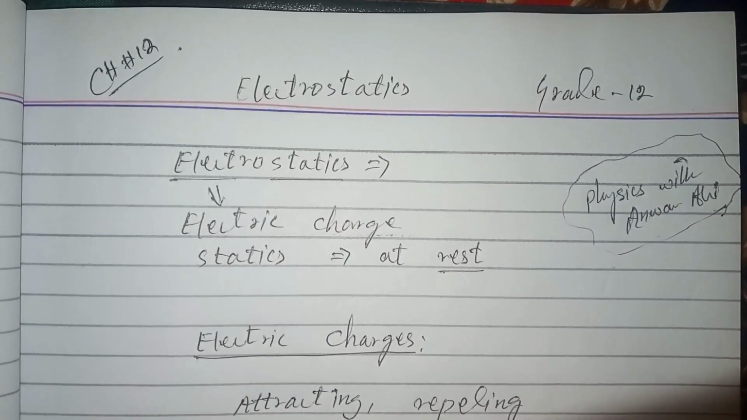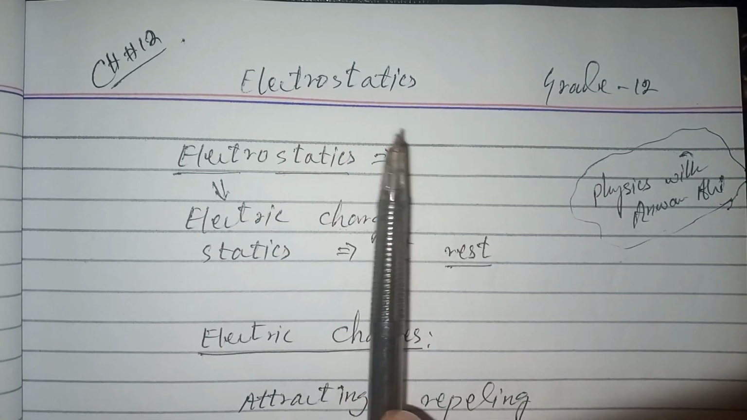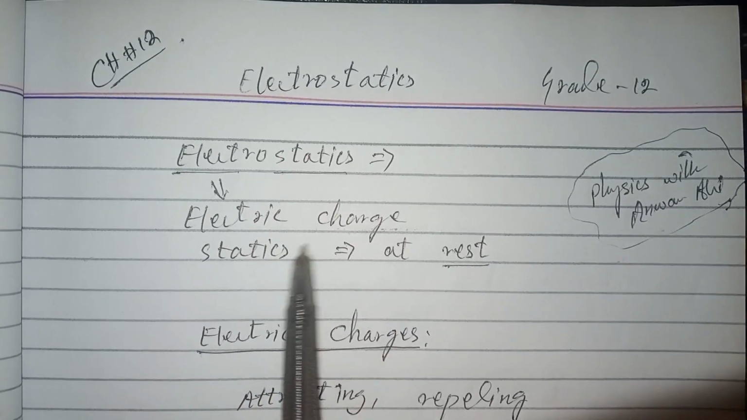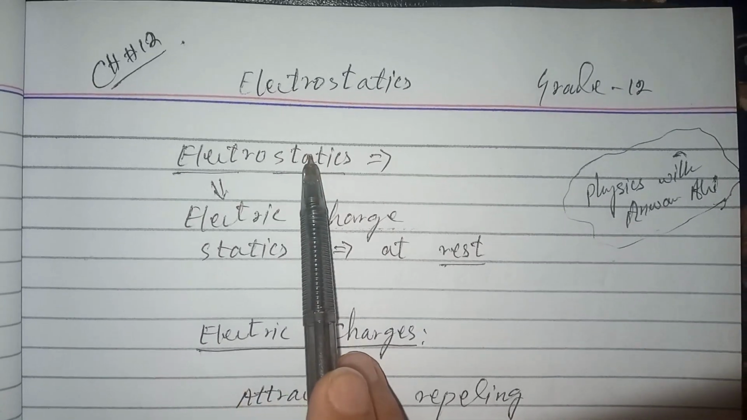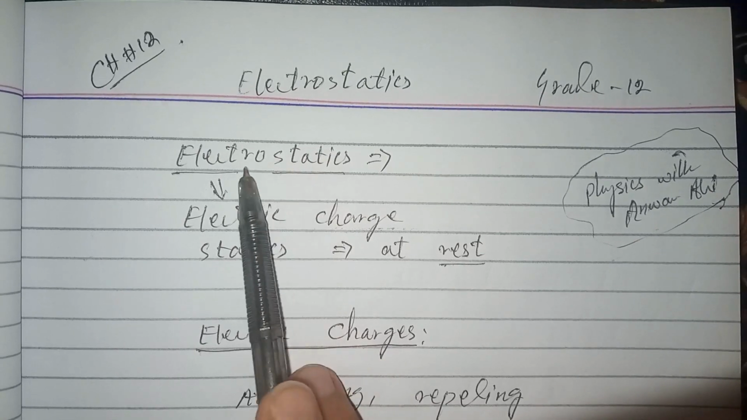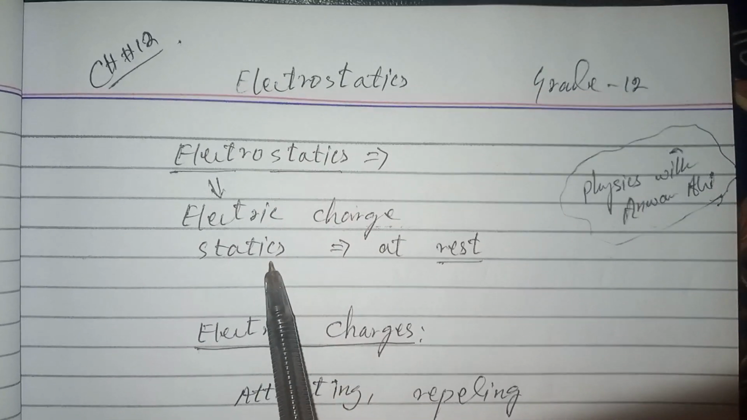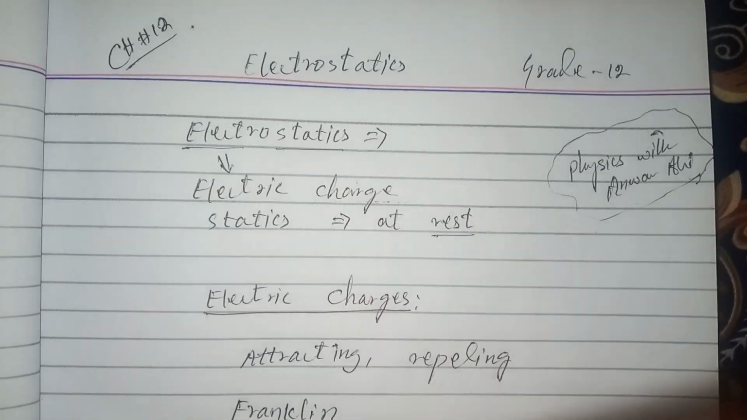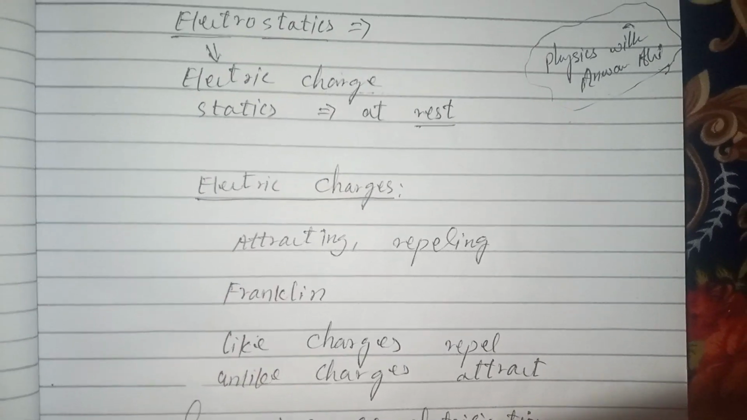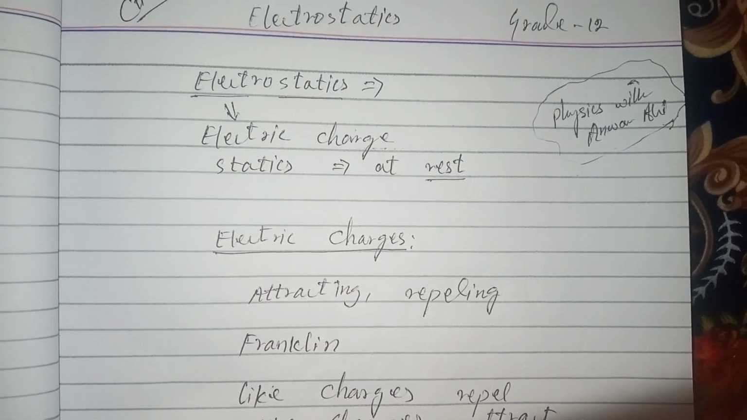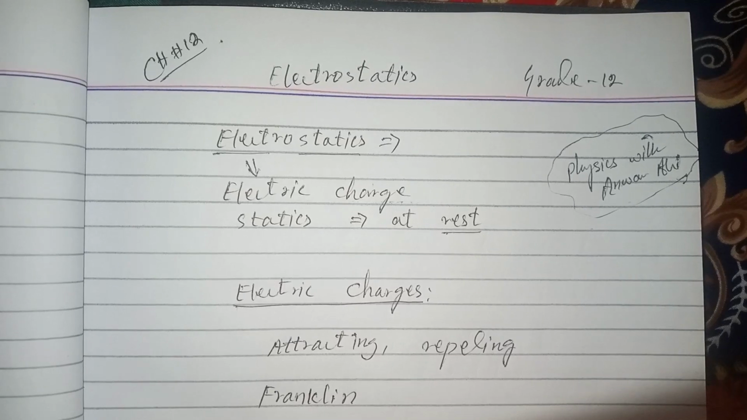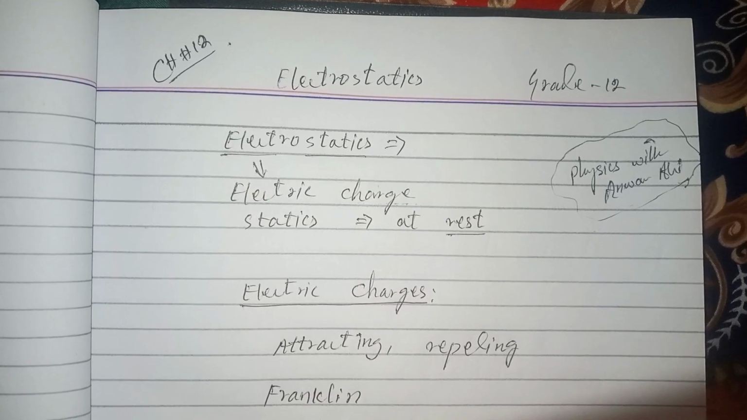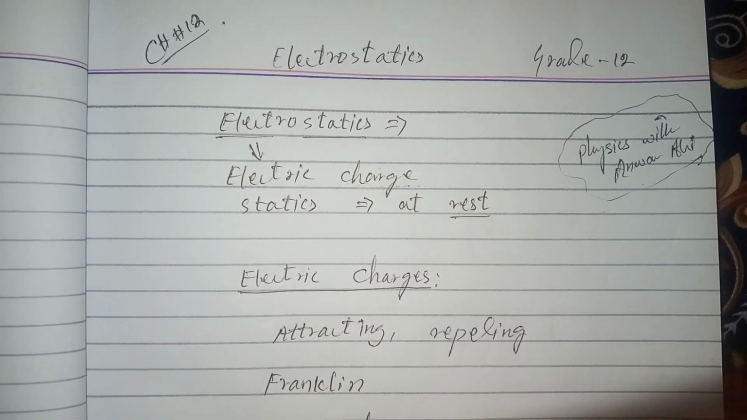So what basically does electrostatics mean? Dear students, electrostatics has been derived from two words. The first one is electro and the second word is statics. Electro means electric charge and statics means at rest. So this is that branch of physics which deals with charges which are at rest. There is another branch of physics known as electric current or electrodynamics, where we study the properties of electric charges that are in motion.